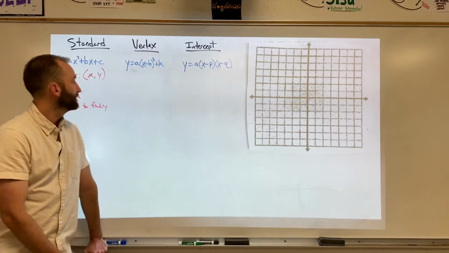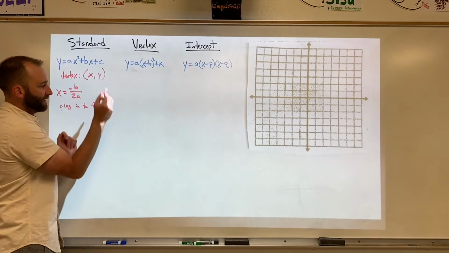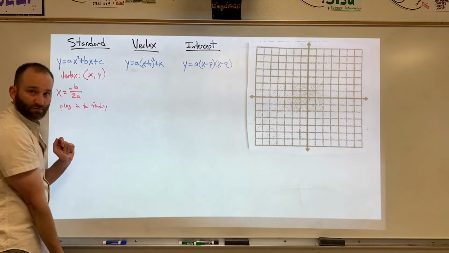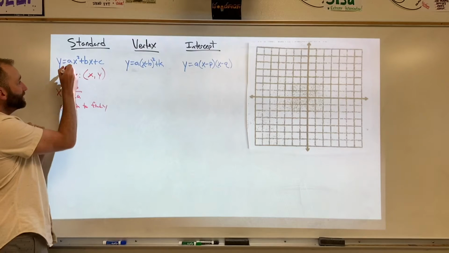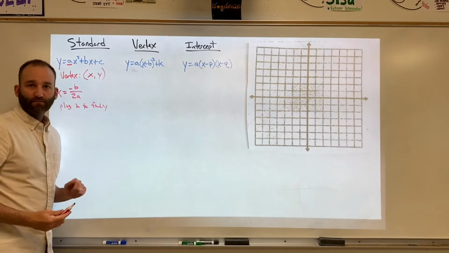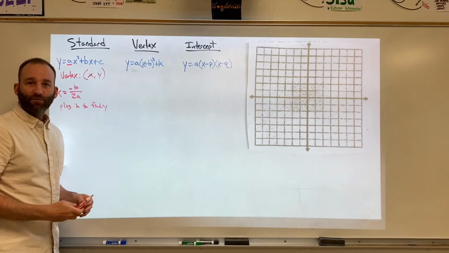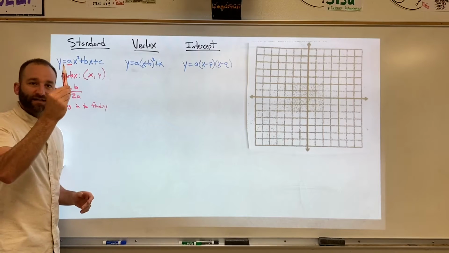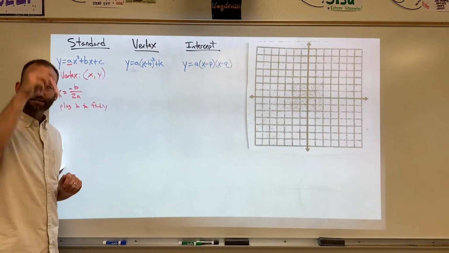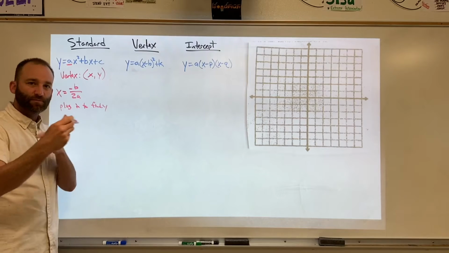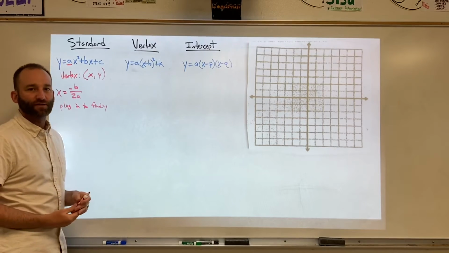Then if I want to graph it, the vertex is the most important point, but there's only one point. So once I graph this point, I could put an axis of symmetry right through it down the middle. And then I use the a value to find 2 more accurate points. If a is positive, I'll go up that distance from the vertex. If a is negative, I'll go down that distance. I just put a dot to the right and left, and I'm finished.